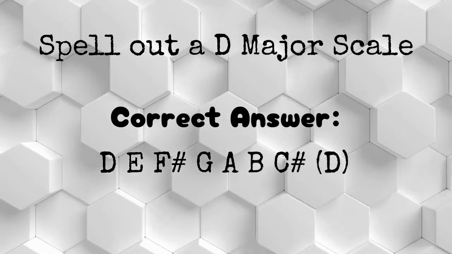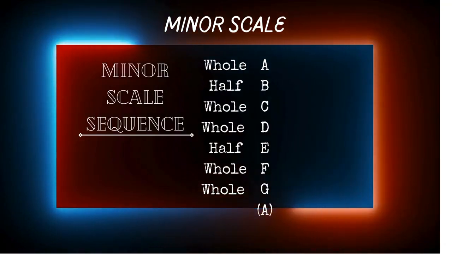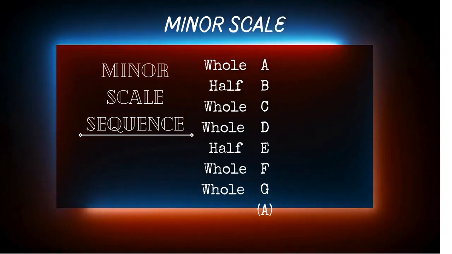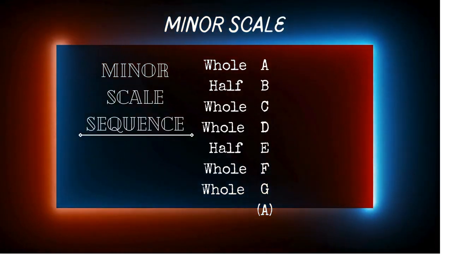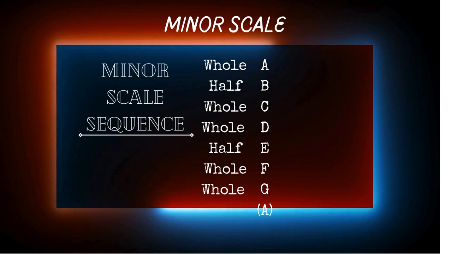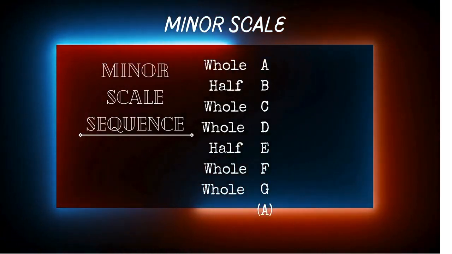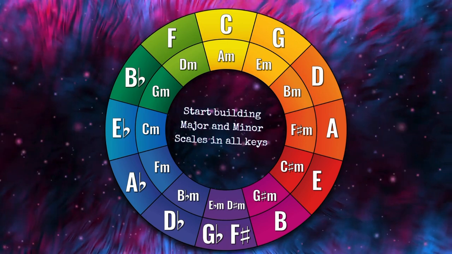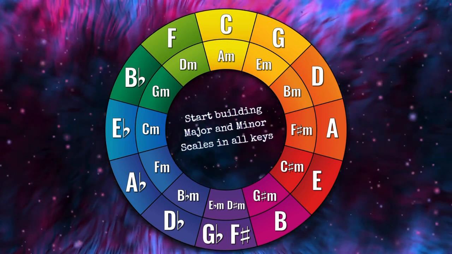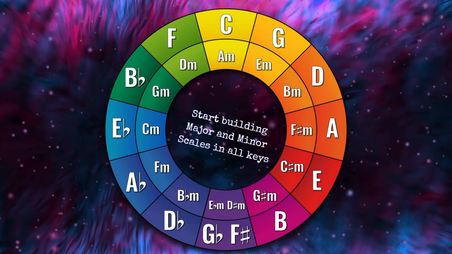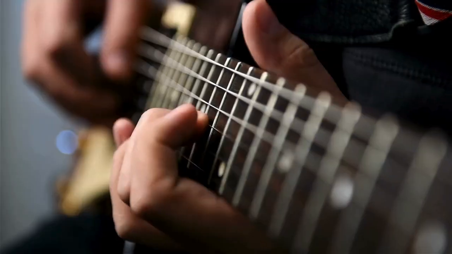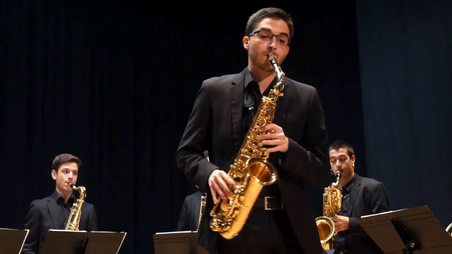Now a minor scale works in a very similar way, except the whole step and half step sequence that builds the scale is just a little bit different. Here's the whole step and half step sequence that builds a minor scale. This one's in the key of A. But now that we know the whole step and half step sequences that build both major and minor scales, we can start building major and minor scales in all keys. Scales are crucial in your music development, especially when you're learning how to solo.